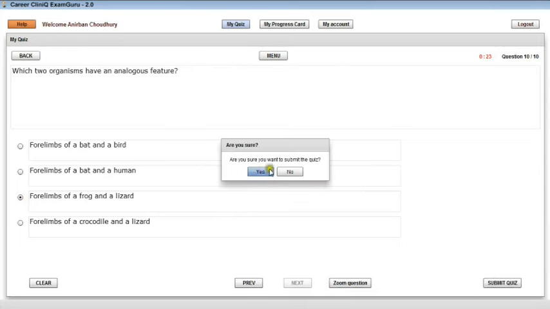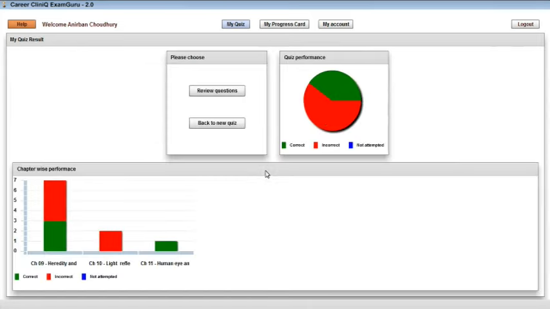We submit the quiz. You see, we have answered 4 correctly and 6 wrong. And the chapter-wise analysis comes here. We have done quite well for chapter number 11, but we are not at all prepared for chapter number 10. And chapter 9 is moderate. It's not great, but it's weak, but better compared to chapter number 10.